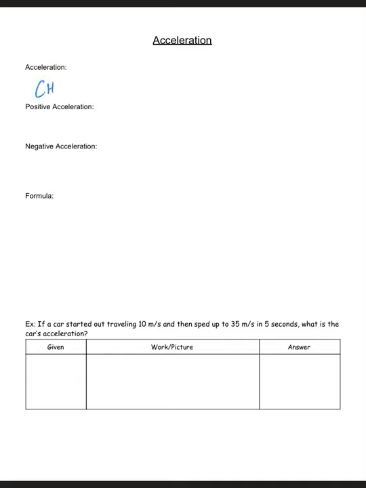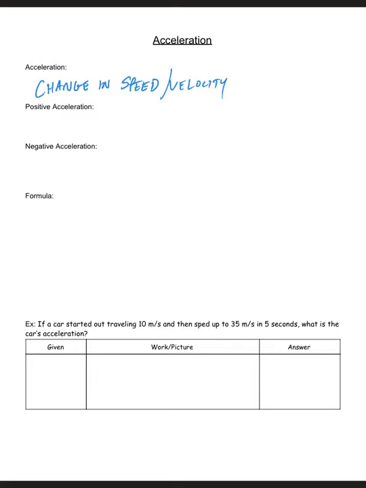Acceleration is a change in speed or velocity. So basically what that means, whenever you have motion that is changing, something is changing its speed, whether it's increasing or decreasing its speed, there is acceleration present.